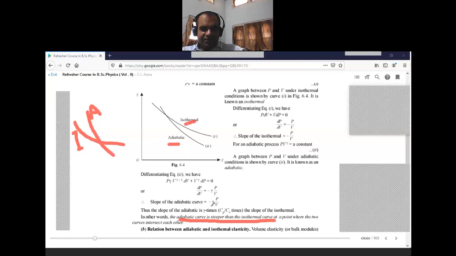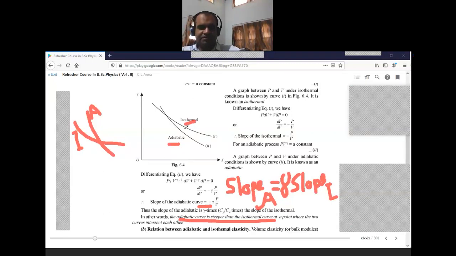Or the slope of the adiabatic curve is gamma times the slope of the isothermal curve, okay. So slope of adiabatic, in subscript I am writing adiabatic, it is gamma times the slope of isothermal. Gamma means again nothing but the ratio of the specific heats that we have already learned. The slope of the adiabatic curve is gamma multiplied by the slope of the isothermal curve, okay.